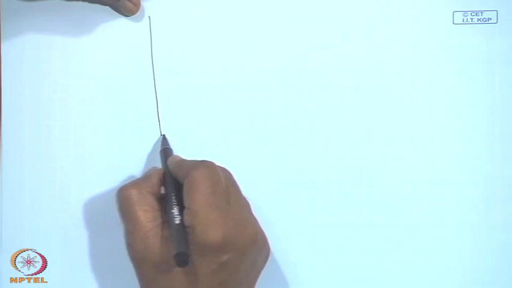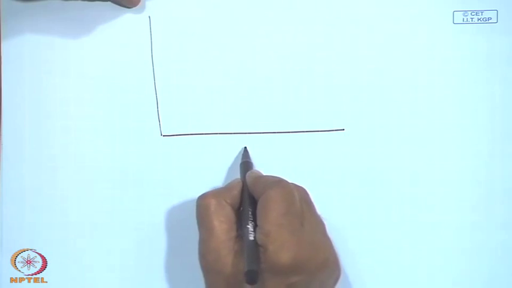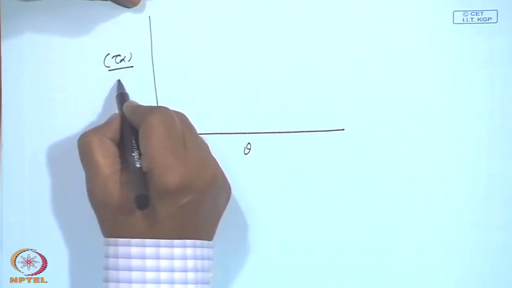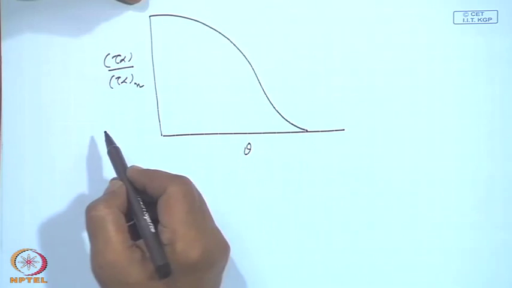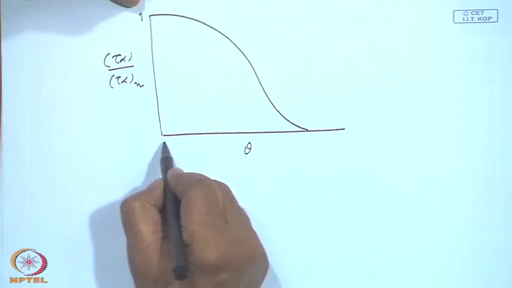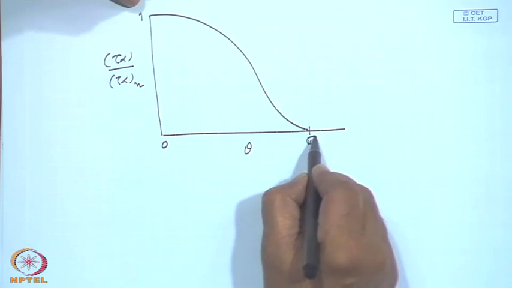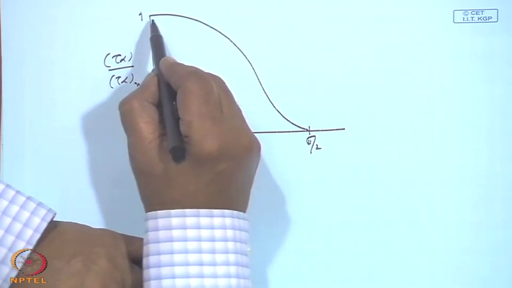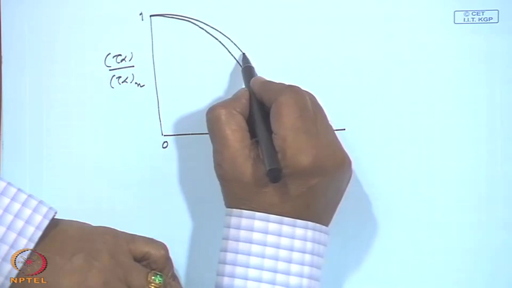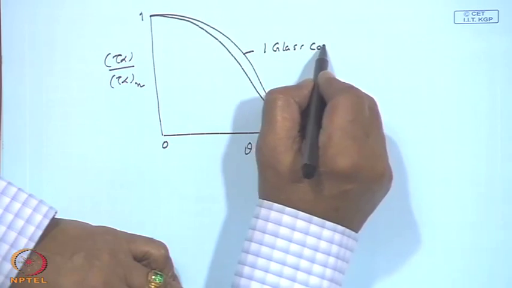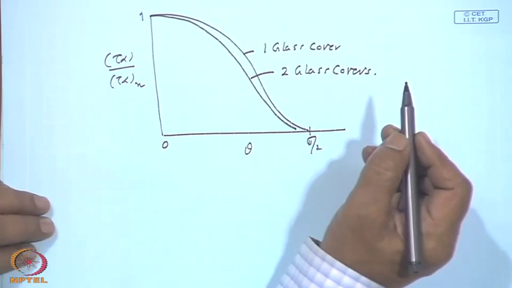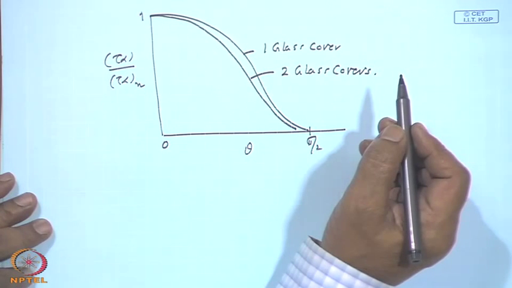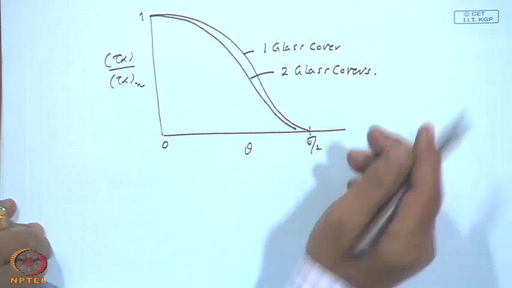So, if we plot this, it will be something like this. This will be 1 at theta equal to 0 and it goes to 0 at pi by 2. And this is one glass cover and this is two glass covers. You can expect that tau alpha by tau alpha normal will be a little less for a two glass cover system than it is for one glass cover.